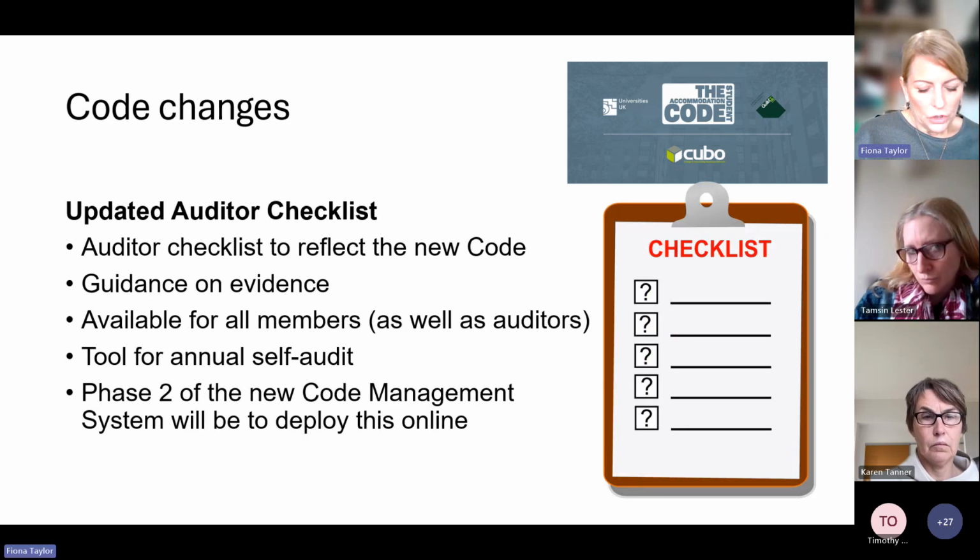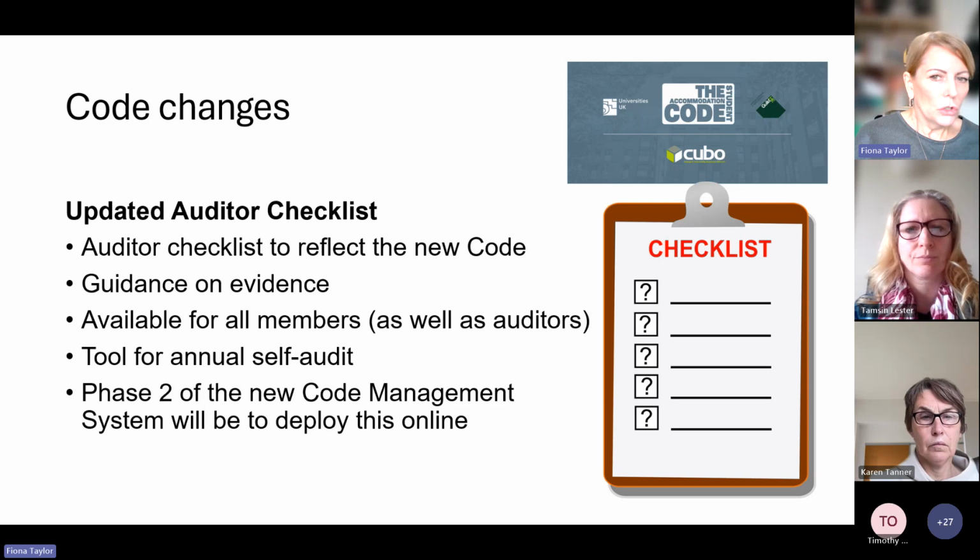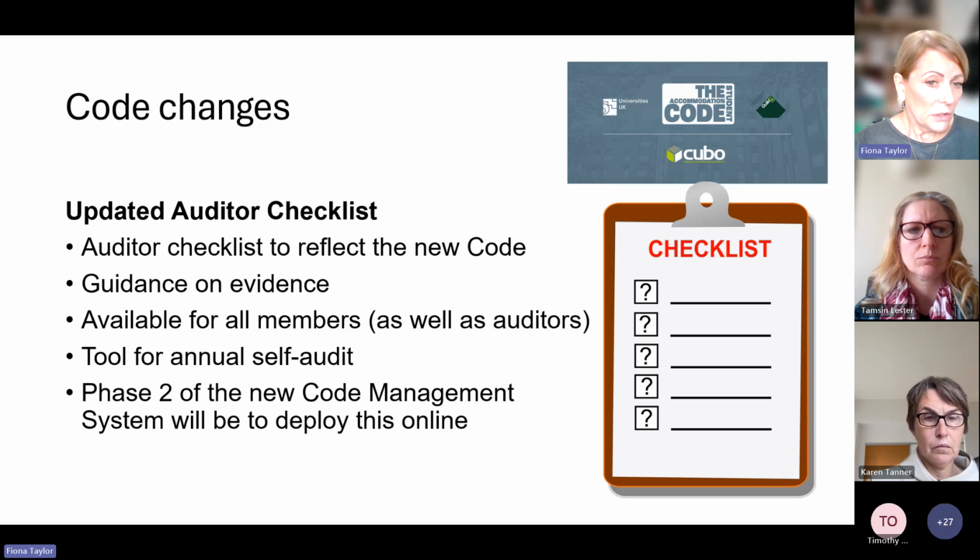The updated auditor checklist is an extremely important tool to help you as members identify what evidence you need to meet compliance. This has been available already. Currently it is called an auditor's checklist, which suggests it's just for auditors, but actually this is a tool that all members will have access to and be able to look up and see how to provide evidence for compliance. So that's a tool to help with the annual self-audit as well as the triennial audit.